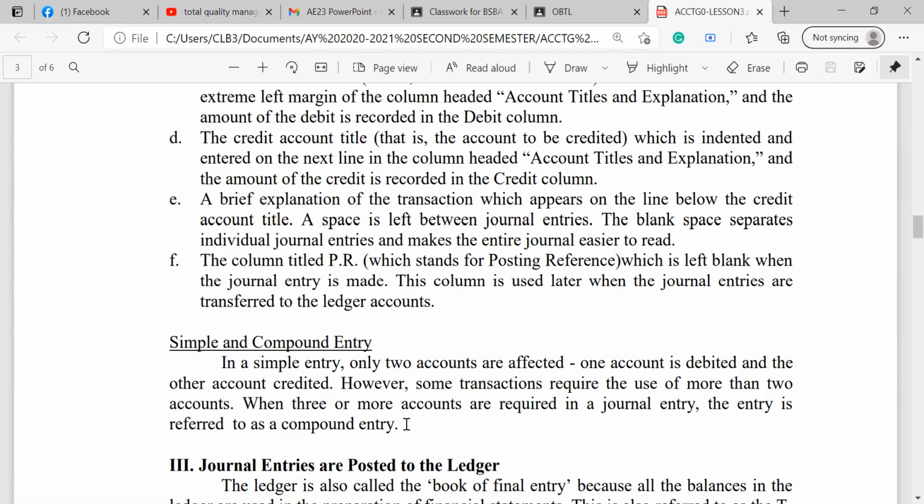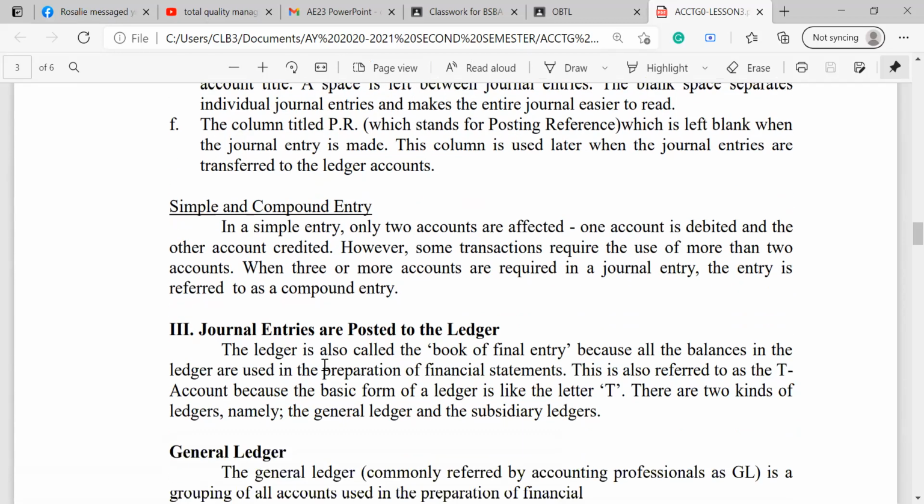When you make the journal entry, the kind of journal entry that you are making is referred to as compound entry. Okay? Next. Number 3 step in the accounting cycle, journal entries are posted to the ledger.